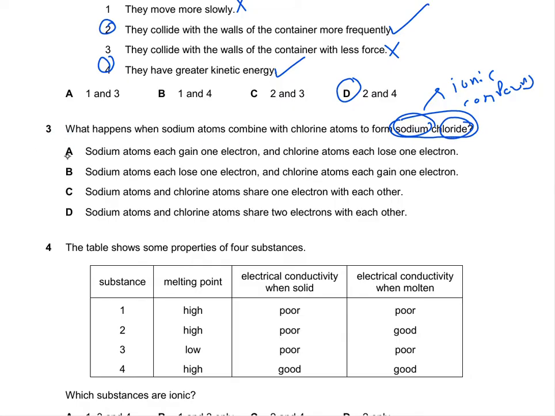Sodium atoms each gain one electron? No, sodium is a metal, so it loses electrons. It does not gain electrons. Chlorine atoms each lose an electron? No, chlorine is a nonmetal, so it gains electrons. It does not lose, so it's wrong.